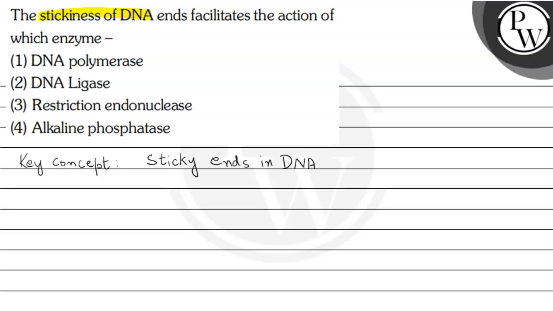So the sticky ends in DNA are formed due to the cleavage of DNA by restriction enzymes. So when the restriction enzymes cut the DNA into two fragments by the help of staggered cuts, then that results in the formation of sticky ends.